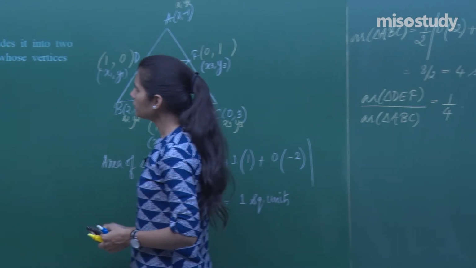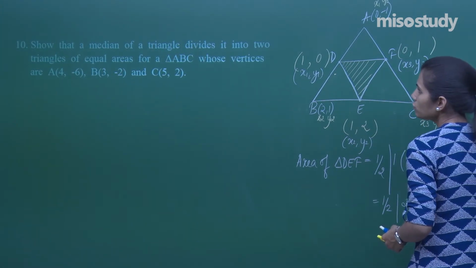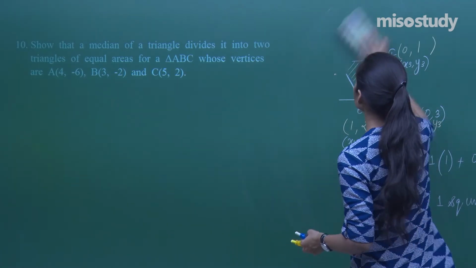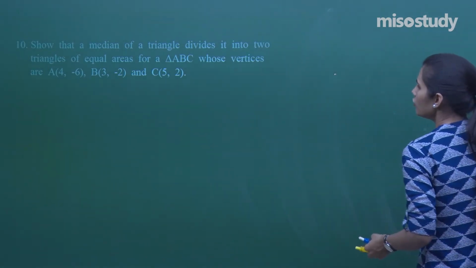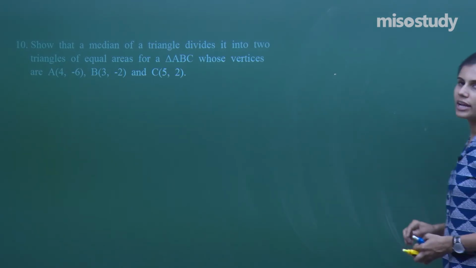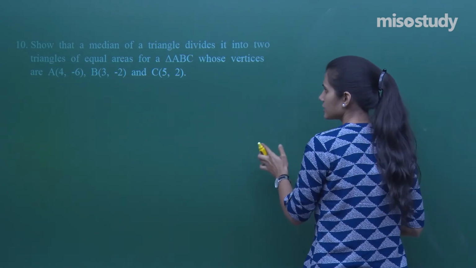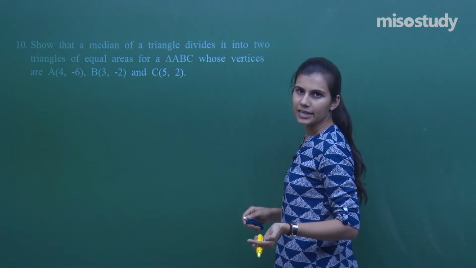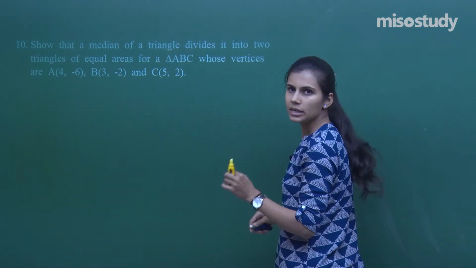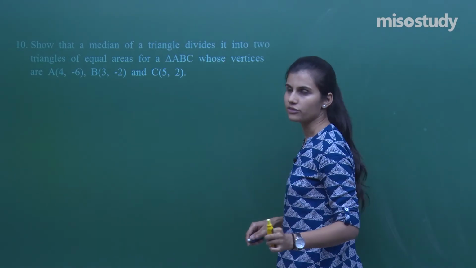Moving to the next question, we have: show that a median of a triangle divides it into two equal triangles. That means triangles of equal areas, for a triangle ABC whose vertices are given to you. I have to verify this result that a median divides a triangle into two triangles of equal areas. We have already done this result in our previous standard, but we have to prove this by using the concept of area of a triangle which we have learnt in coordinate geometry.